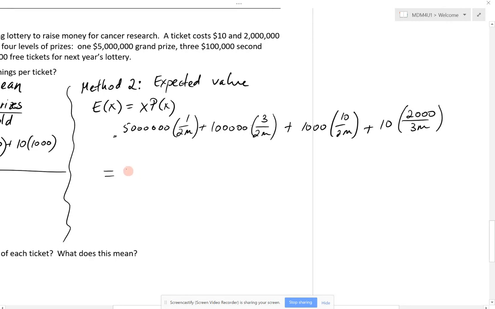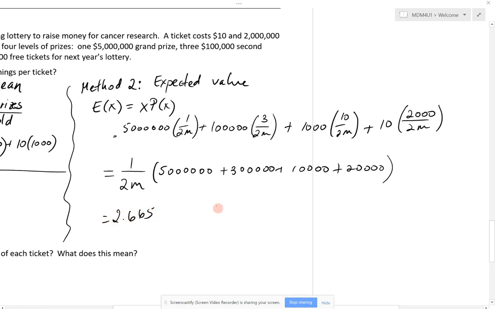You can factor out 1 over 2 million and just add up the individual prize amounts. So 5 million plus 300,000 plus 10,000 plus 20,000. Oh, sorry, 2,000. No, 20,000, multiply the 10. Okay, I just should do 2 of them. Then you get the same result, 2.665.